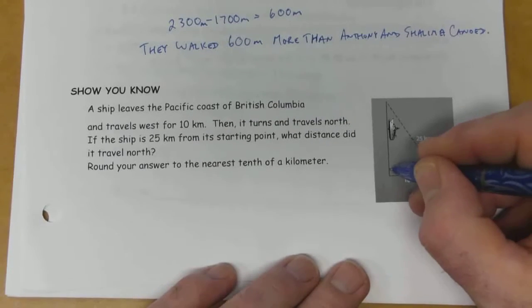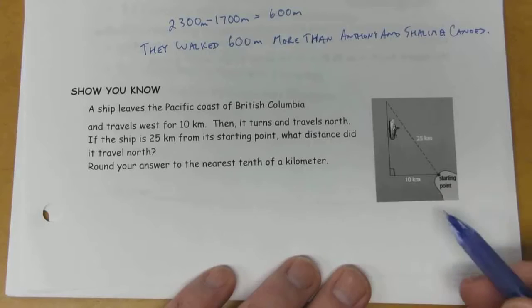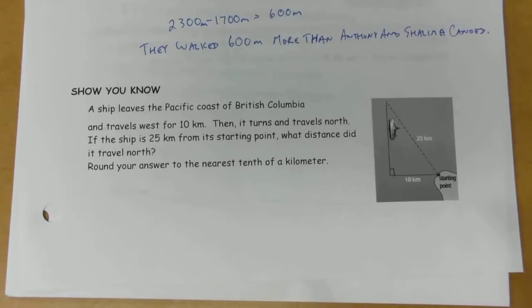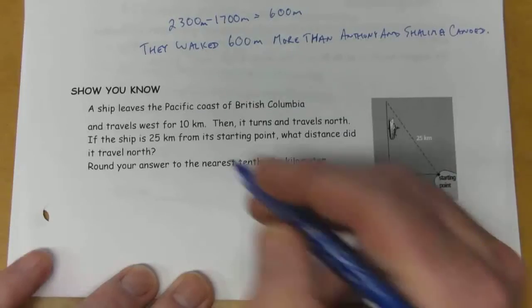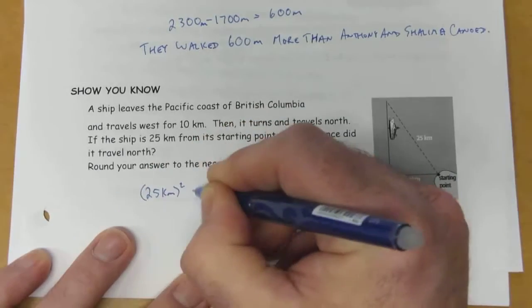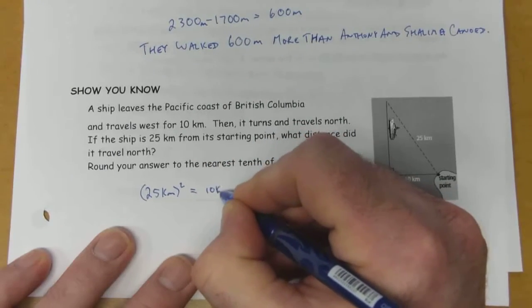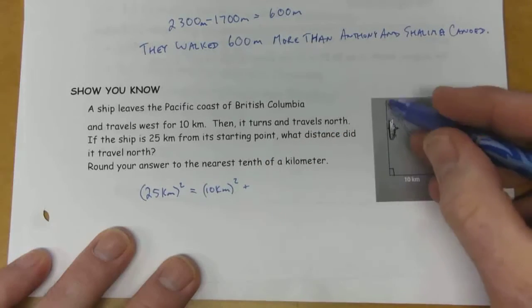So here we're assuming that it made a 90-degree turn when it headed north. And in fact, if you're heading west and then you head north, that is an actual 90-degree turn. So our equation for Pythagorean is the hypotenuse squared. In this case, that's 25 kilometers squared is equal to one of the legs squared plus the other leg squared.